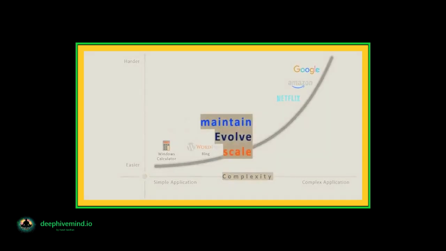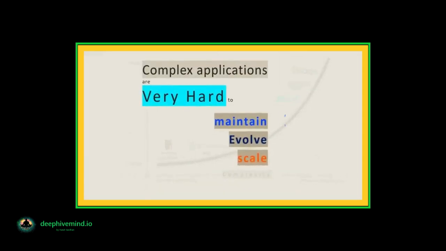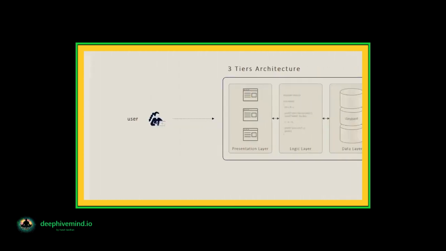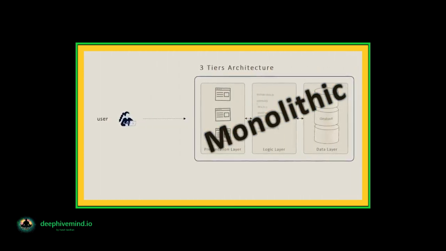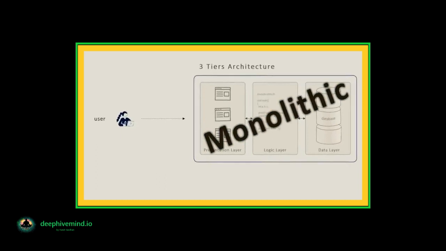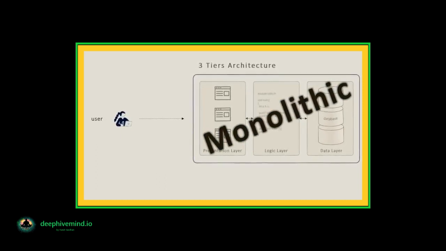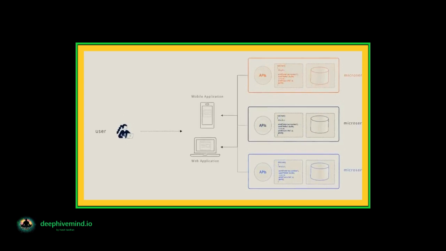Application complexity has been exponentially growing with the advent of global high-growth web and mobile applications. Maintaining, evolving, and scaling very complex applications like Amazon e-commerce website or Google search engine required a design paradigm shift. Here again, the best way to tackle complexity is by decomposing it into manageable chunks. That is why software engineers decided to break apart the logic and data layers into smaller pieces called microservices.